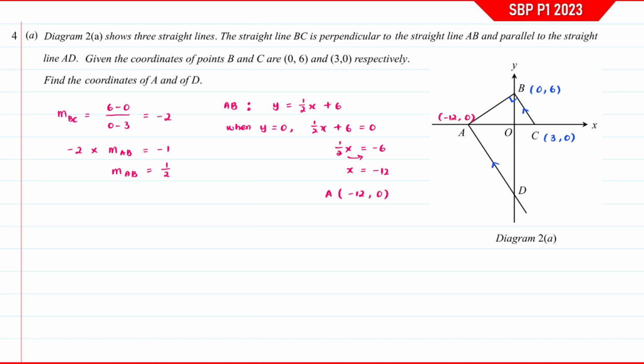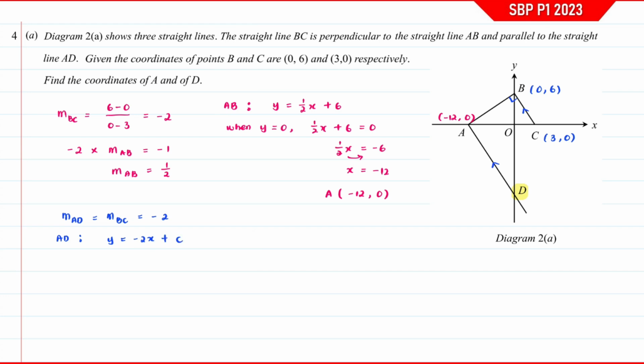Straight line AD is parallel to straight line BC. Then the gradient of these two straight lines will be the same, which is equal to negative 2. Here, the point D is the y-intercept for the straight line AD, which is the C. So now the equation of the straight line AD will be y equal to negative 2x plus C.